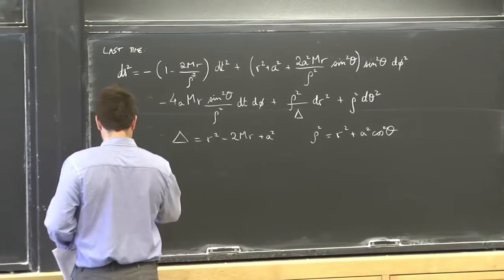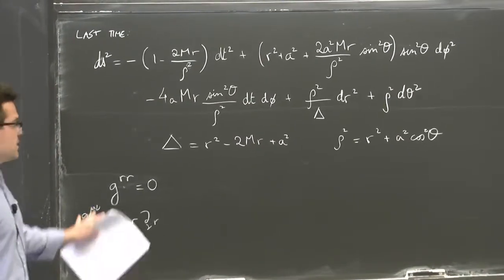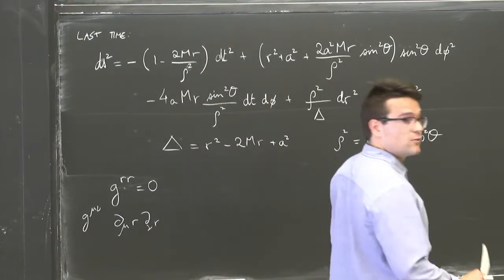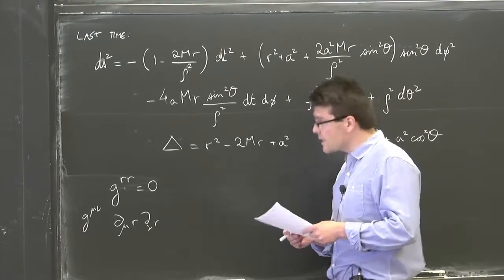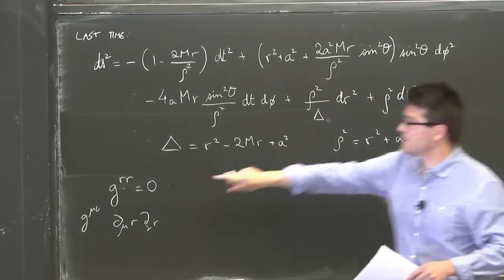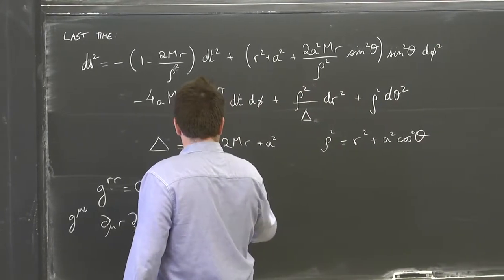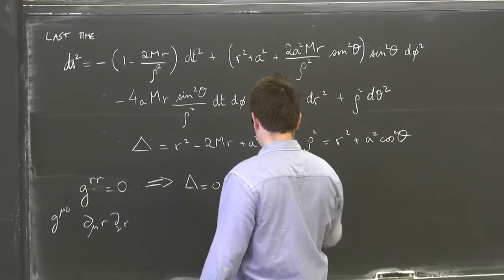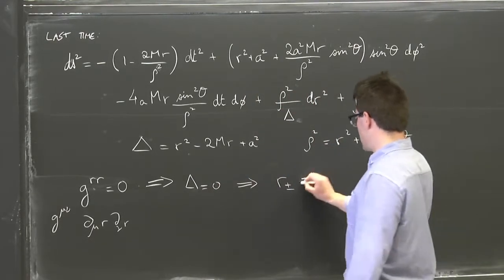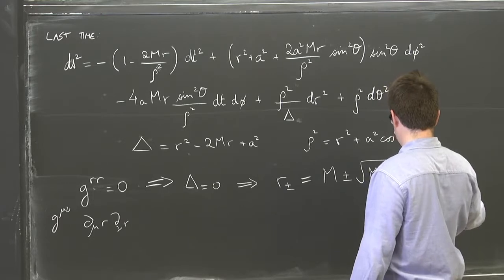And the norm of this vector is g^{μν} ∂_μ r ∂_ν r, which is g^{rr}. So if you cleverly picked your coordinates such that the event horizon is a hypersurface of constant radius, you can find the location by solving this condition. In this case, g^{rr} is the inverse of this, because this is the inverse metric and this is the metric with lower indices. So this condition is the condition delta equals 0, which has two solutions. This is a quadratic polynomial, so there are two solutions. r plus minus is equal to m plus minus the root of m squared minus a squared.